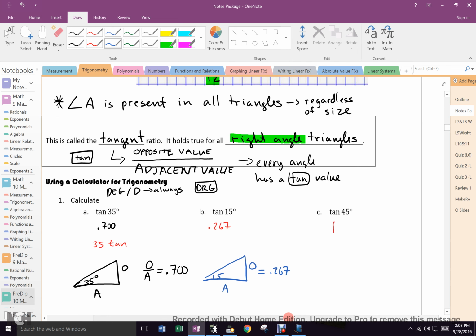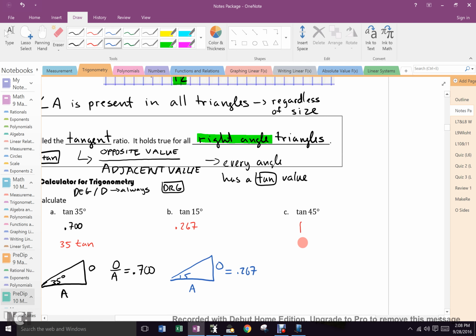Now, I do this because 45 is a special one. Okay? If this is 45, what does that make this? 45, right? 90, 45, and 45. Everybody cool?